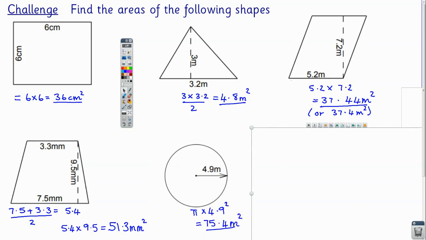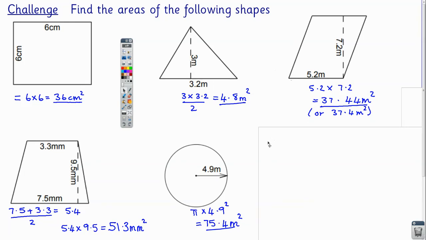The next one is a circle. We use the formula for the area of a circle, which is pi times the radius squared, and the radius is a measurement from the center to the outside, which is 4.9. So in this case, we have pi times 4.9 squared, which gives us 75.4.